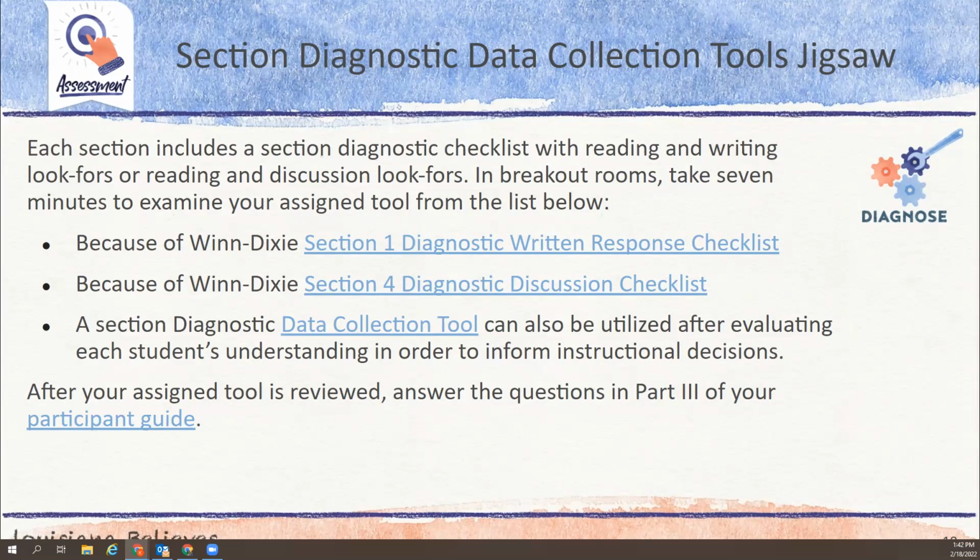Kara, there is a question in the chat asking which section each group works on. They're listed, so if you were in room 1, then you'll work in the group 1 that's listed in the participant guide. If you're in room 2, it'll say group 2, and then room 3 will do the third. They're listed in the participant guide in that order.